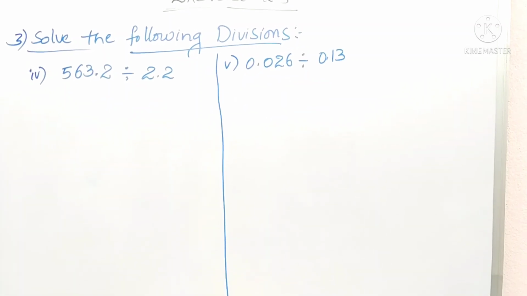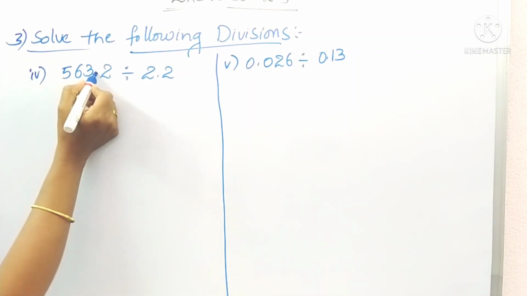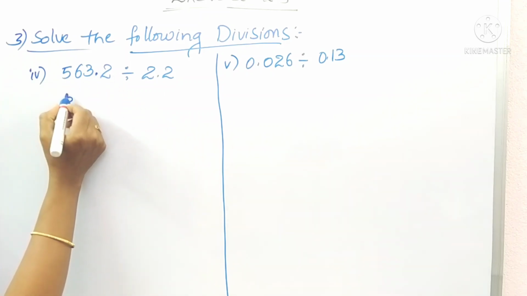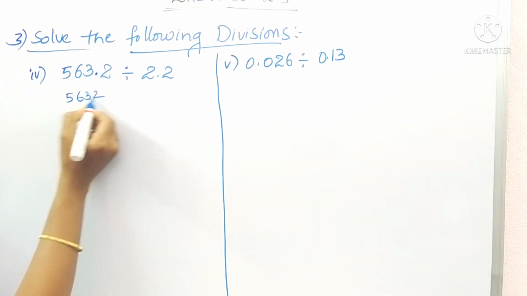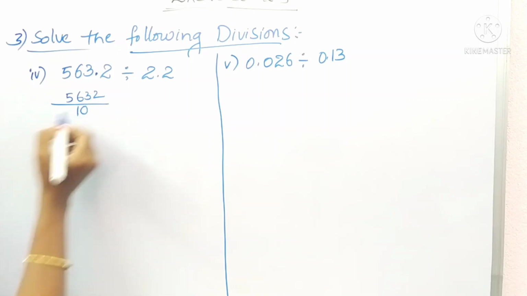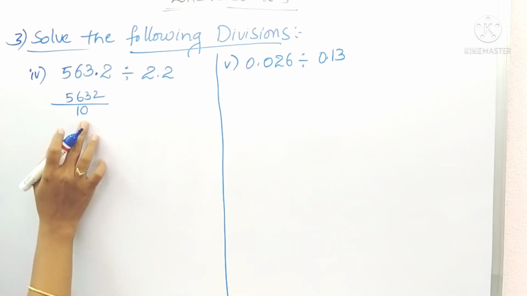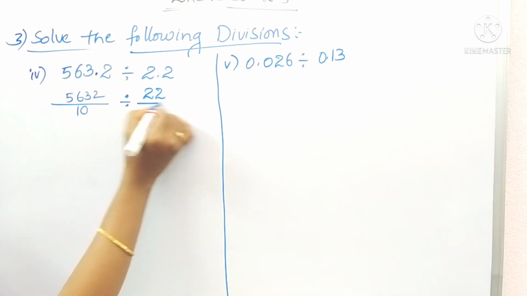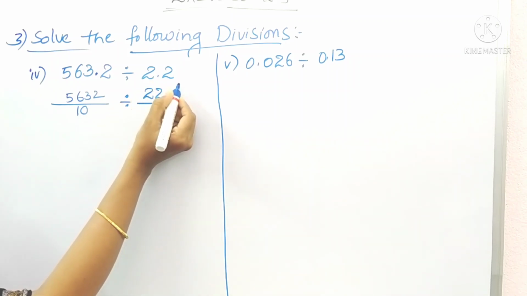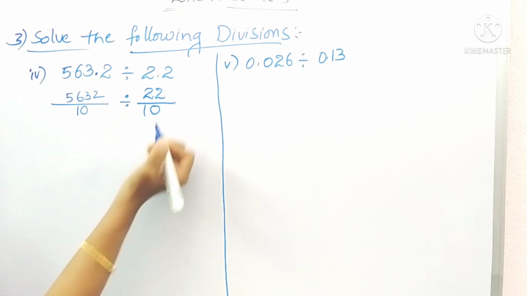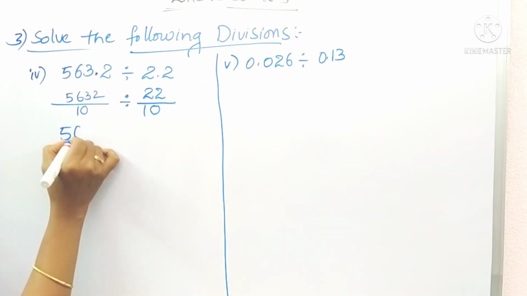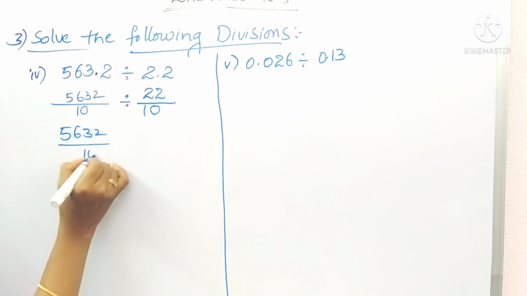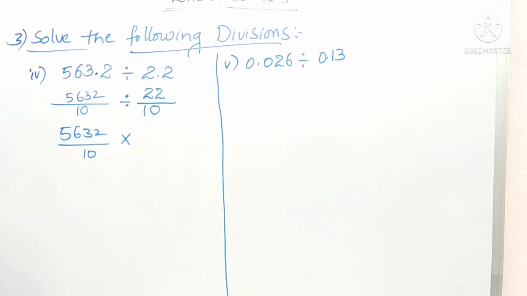So our fourth one, 563.2 divided by 2.2. Here after the decimal point 1 digit is there, so remove the decimal point and write 10 after 1. So that is 10 divided by, so remove the decimal point and 1 digit is there after the decimal point, so put 10 and write 1. Okay. Now instead of division we write multiplication.